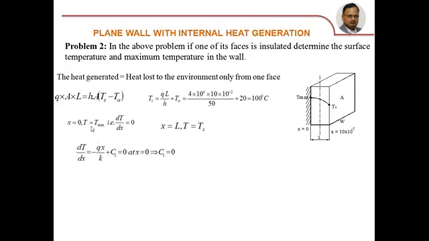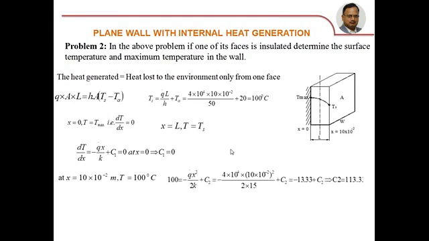So dT by dx is minus q dot x by k plus C1 equal to 0. By substituting x equal to 0, it implies C1 equal to 0. And at x equal to 10 into 10 power minus 2, T equal to 100 degrees. So by substituting, 100 equal to q dot x square by 2k, C1 is 0, so the C1x term vanishes, plus C2. So hence C2 equal to 113.3.